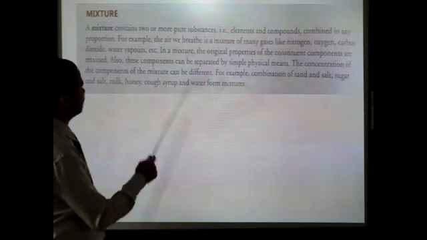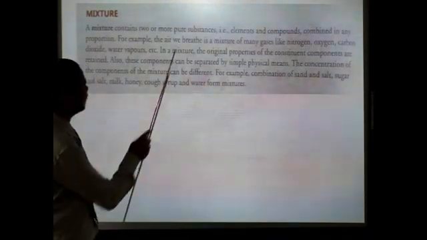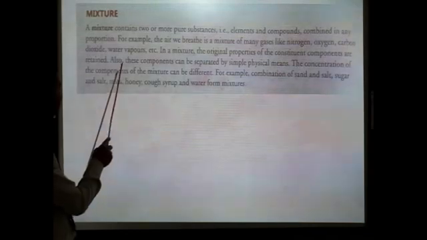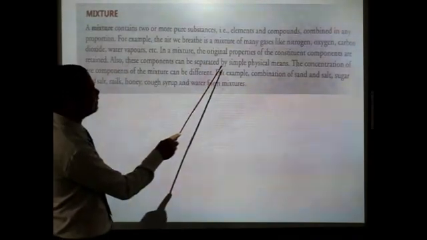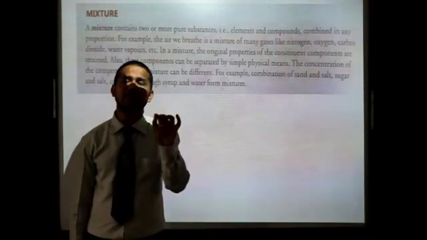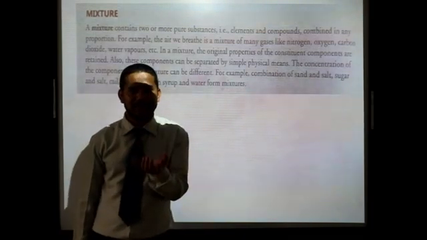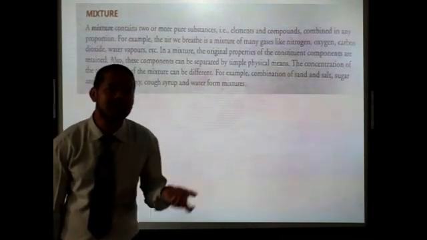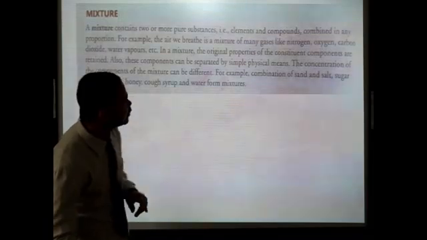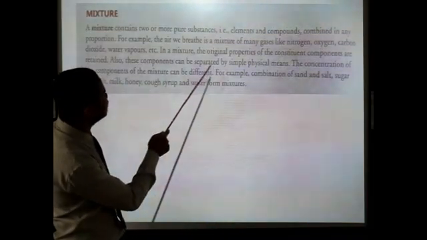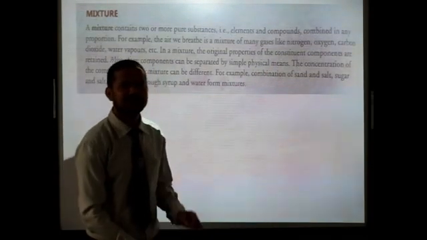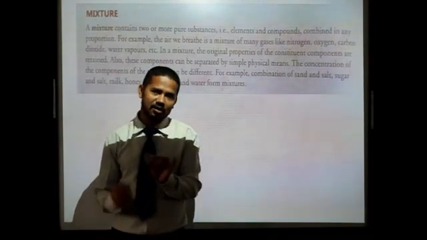So what is another important point to remember in a mixture? The original properties of the constituent components are retained. Also, these components can be separated by simple physical means. Just before this, I told you compounds can be broken down into simpler substances, but by which means? By chemical means. But components of mixtures can be separated by simple physical means.